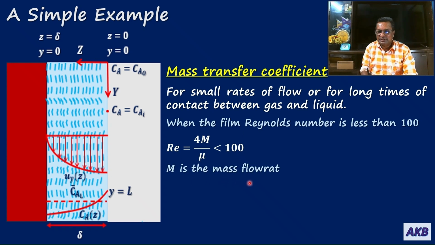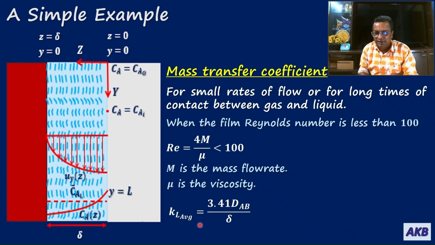So m in this case is the mass flow rate per unit width, and mu is the viscosity. If that is the case, then you can calculate KL average by using this equation. KL average will be equal to 3.41 times DAB by delta.